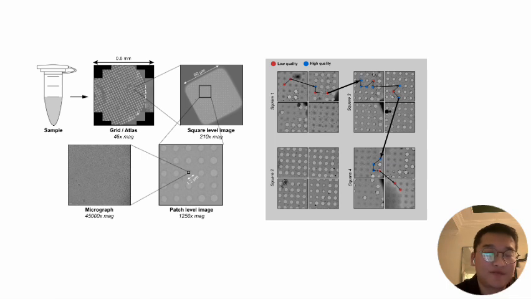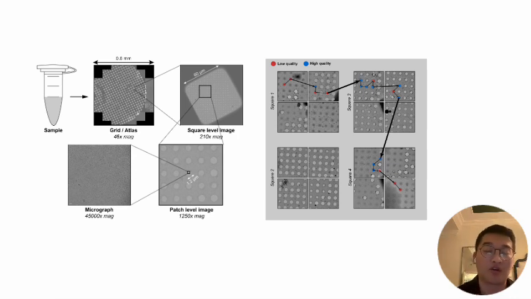In the picture on the left, we can see a demonstration of the hierarchy of cryo-EM data collection. First, we have the sample, and for each sample, we will observe a bunch of grids. So grids are the highest level. Each grid can be separated into different squares, and the squares can be separated into different patches. And for each patch, we can pick the hole locations where we can retrieve the micrographs.